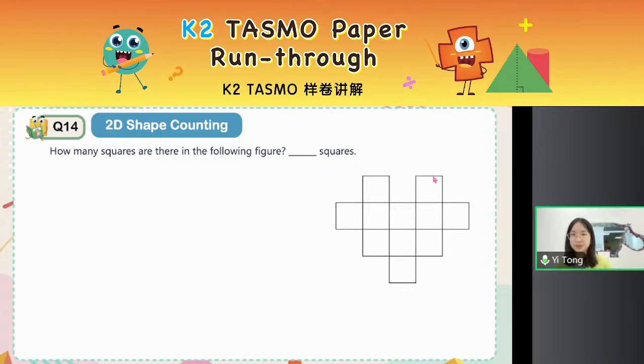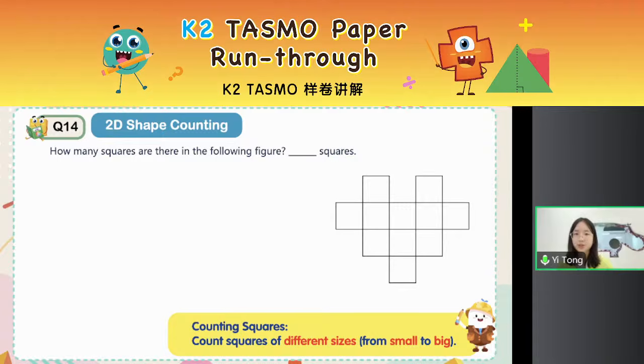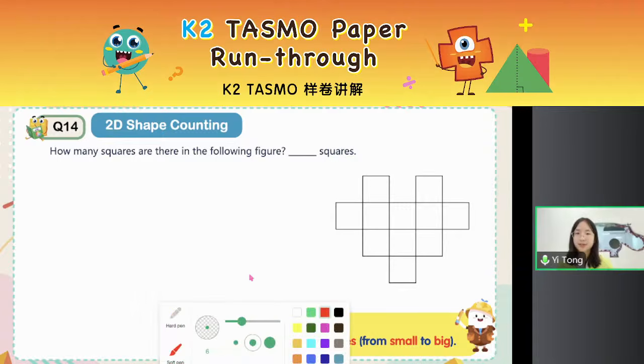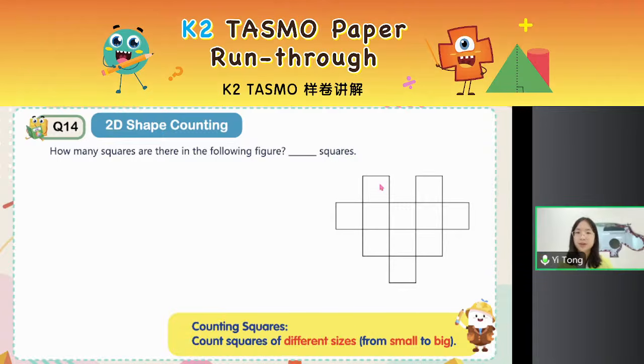Now, move on. 2D shape counting. How do we count? It's always from the smallest one to the biggest one. Now, this is our small to big. So let's count. Small one from top to bottom. 1, 2, 3, 4, 5, 6, 7, 8, 9, and 11. So 11 small ones. Now find a big one.